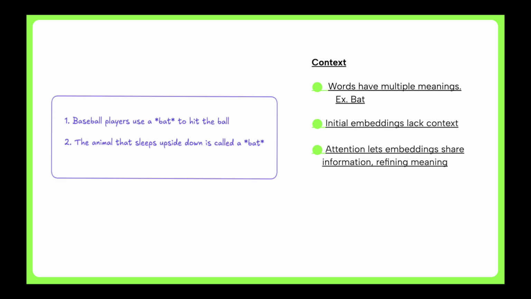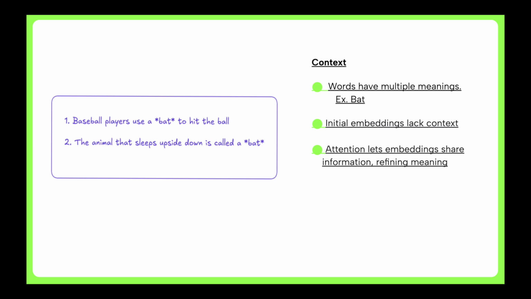Like I said, the embeddings are adjusted based on the context of the text. This is because words have multiple meanings. For example, the word bat. On one hand, we can say that baseball players use a bat to hit the ball, and on the other hand, we can say that the animal that sleeps upside down is called a bat. So the initial embeddings lack context.